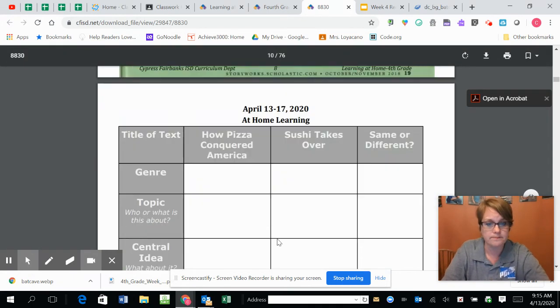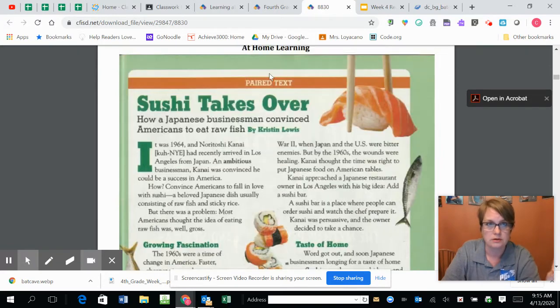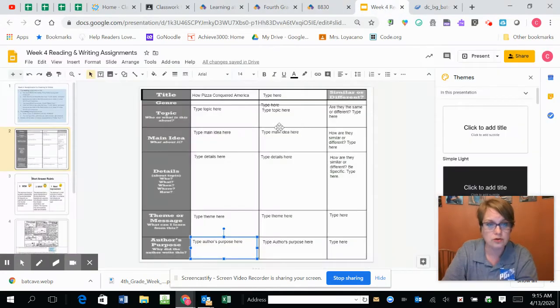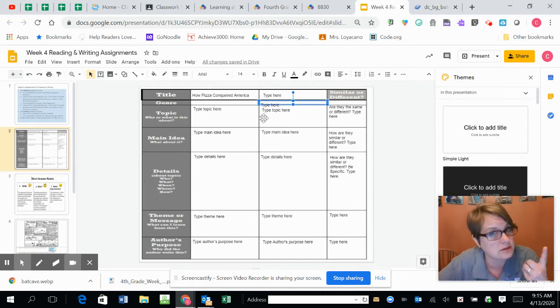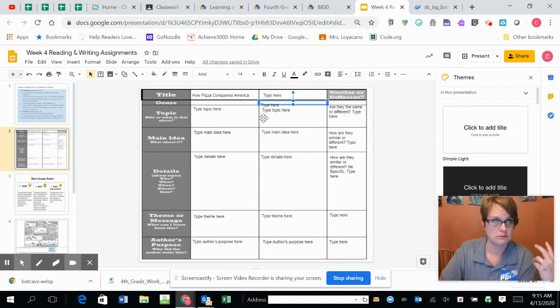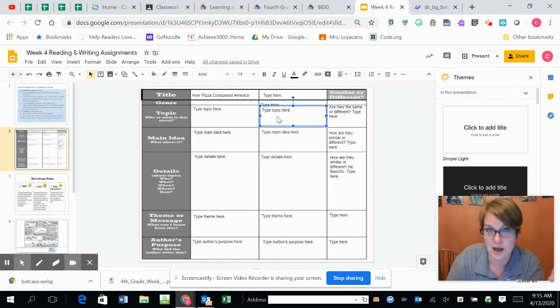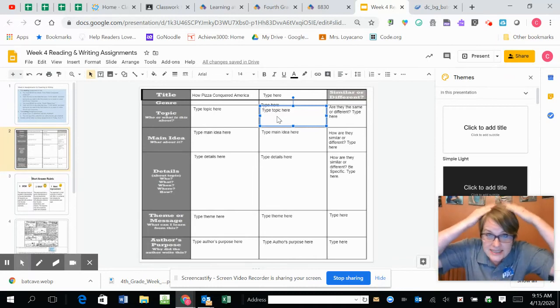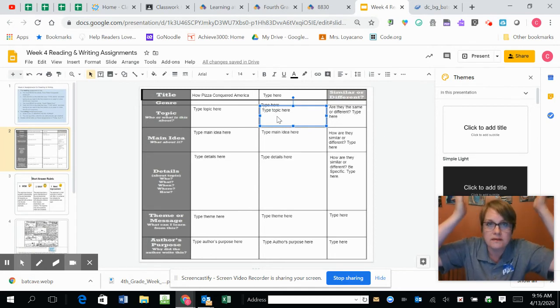It's one page. That's it, one page. Then you're going to go back to your link here. You're going to type in the title. You're going to type in the genre. Think about what's the genre. Was it fiction, nonfiction, poetry, drama? Type that in. What was the topic? What was the main topic? Remember, where can we look for the topic, guys? In the title. It's at the top. The topic is always in the title.